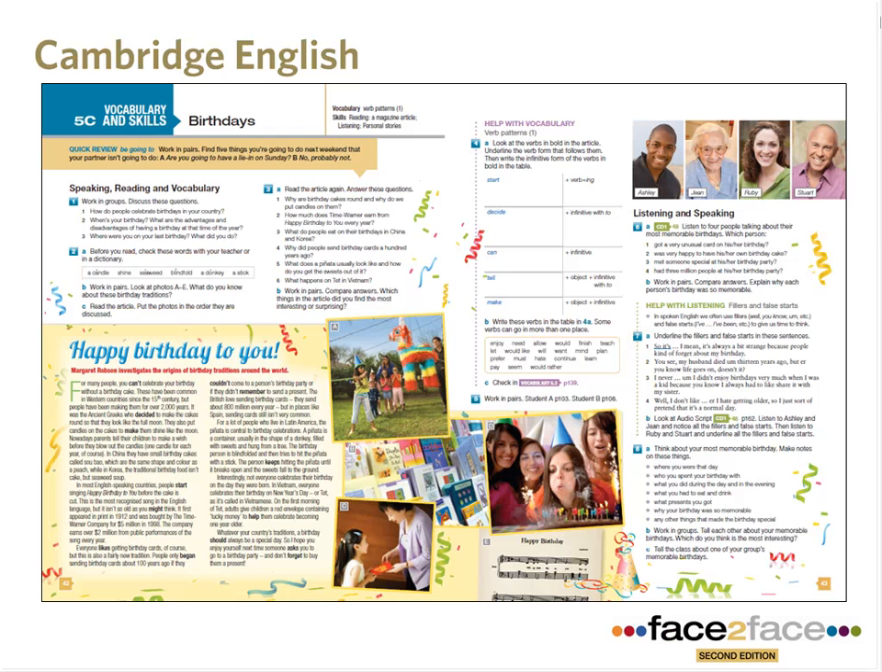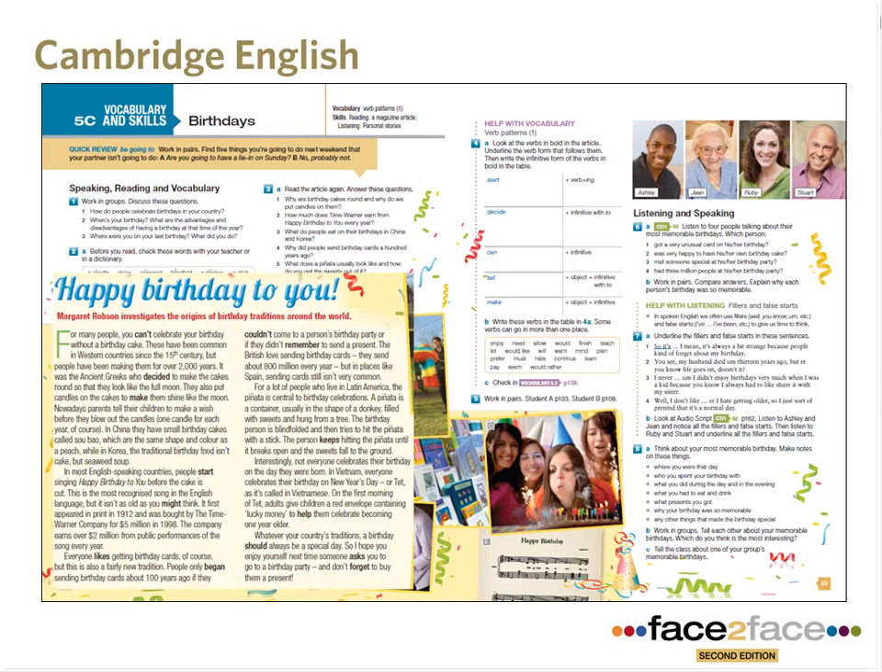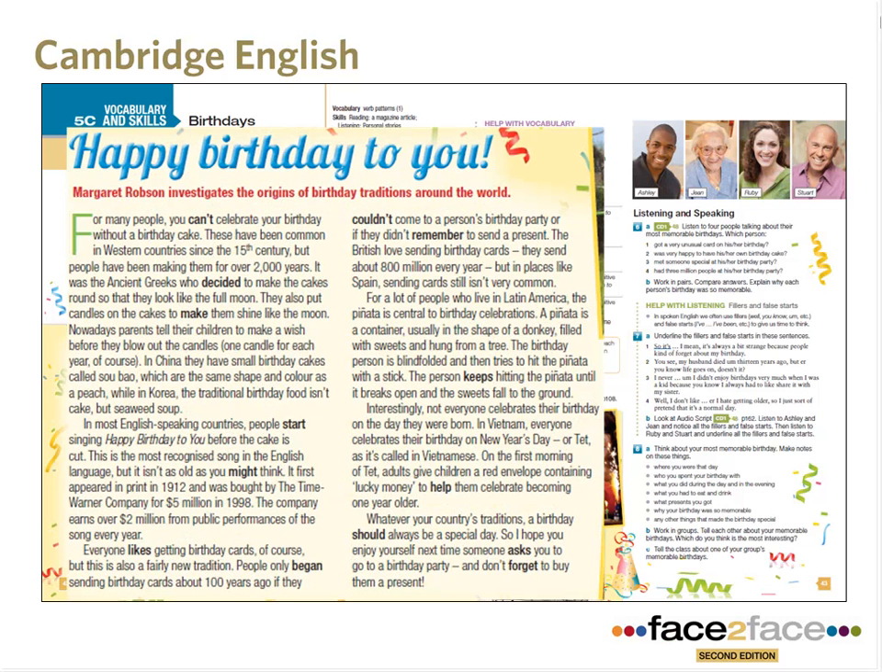Okay, this is one of our new lessons from Intermediate, which is about birthdays. Firstly, students are asked to read a text about the origins of birthday traditions. For example, why are birthday cakes round? Why do we put candles on them? And why do people give birthday cards? The answers are in the text, and students have to read and find the answers.